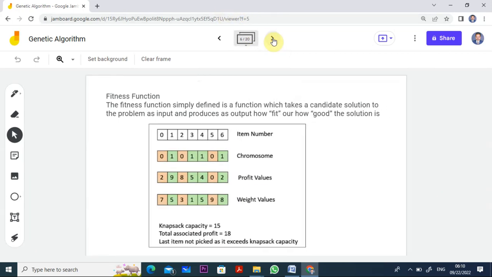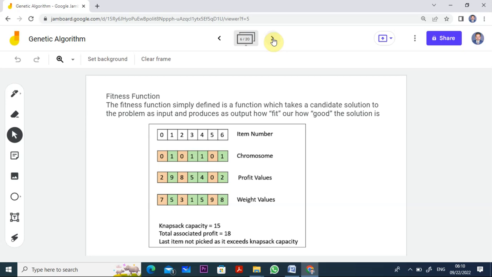Then we go to our next slide, where we are going to find the fitness function. Here they use the famous knapsack problem. The fitness function is simply defined as a function which takes a candidate solution to the problem as input and produces as output how fit it is. Suppose some item numbers are there, 0, 1, 2, 3, 4, 5, 6, and some chromosomes are represented as 0, 1, 0, 1, like that, and the profit values are represented as 2, 9, whatever. Then the weight values are also given here.